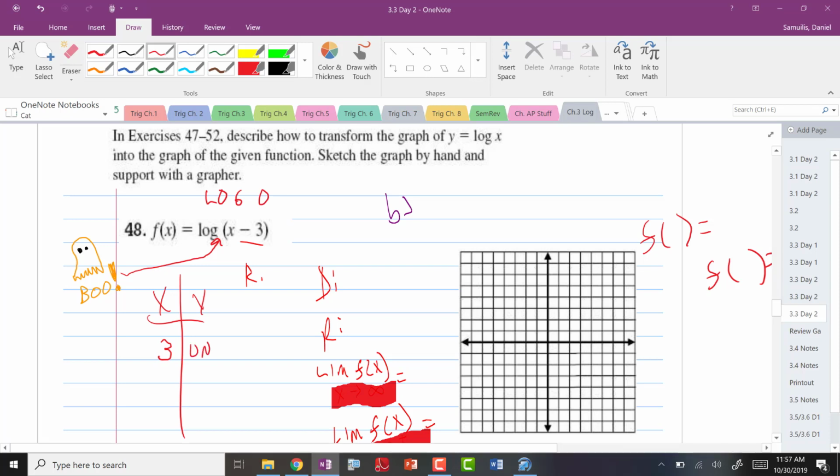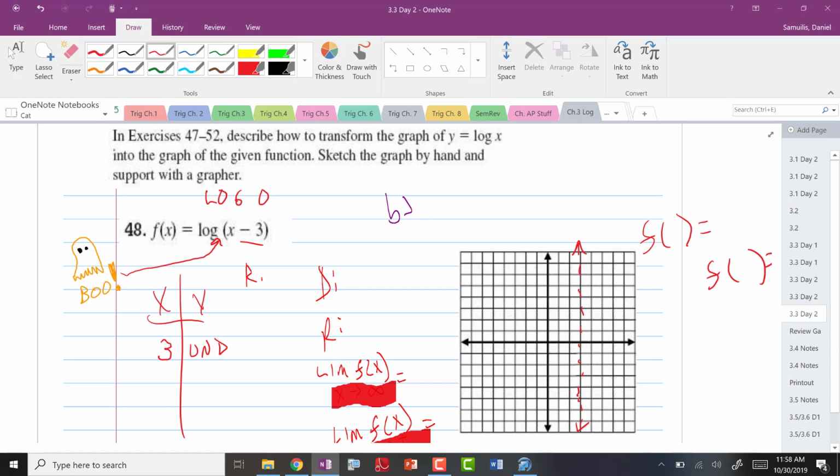Nothing. And then what does that mean this is? Whenever you get your log of 0 value, what is that? That's where the asymptote is. So 1, 2, 3, x equals 3 is the asymptote. Oh, okay. What did it get moved? It got moved what? Right 3. That proves it. The asymptote gets moved right 3.